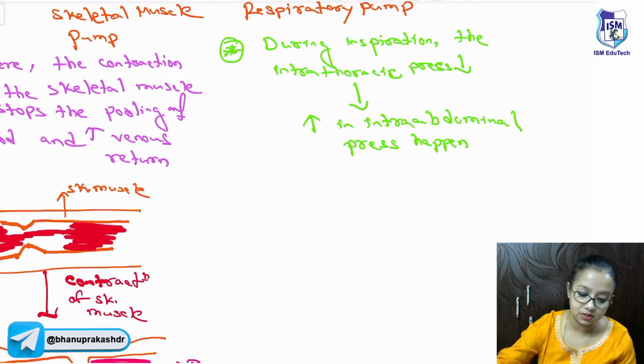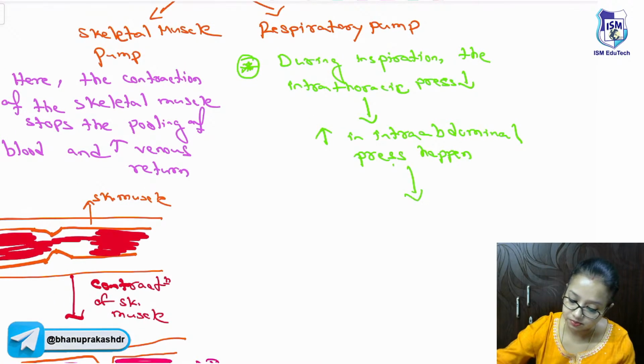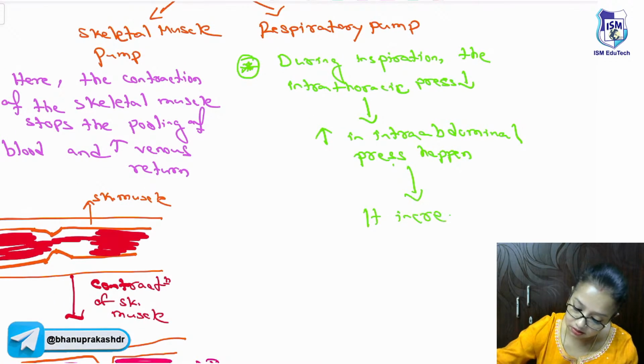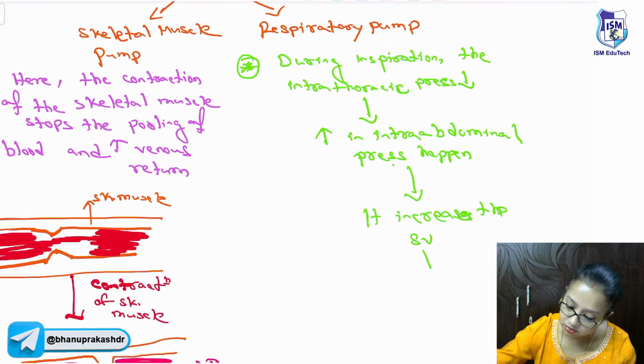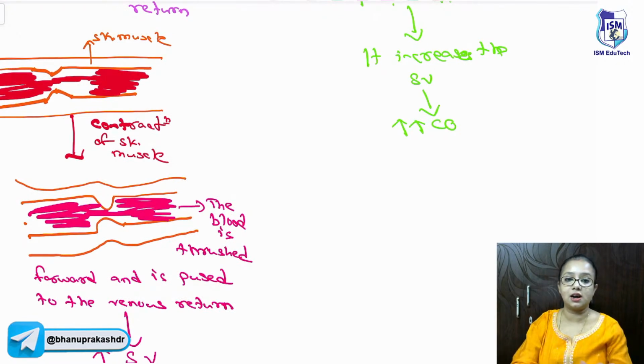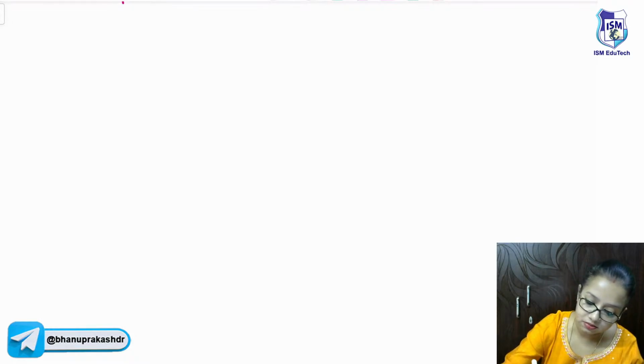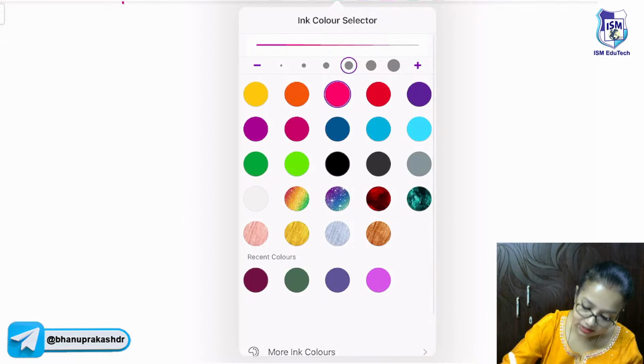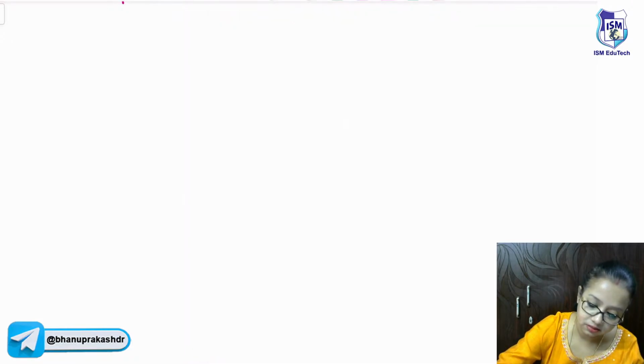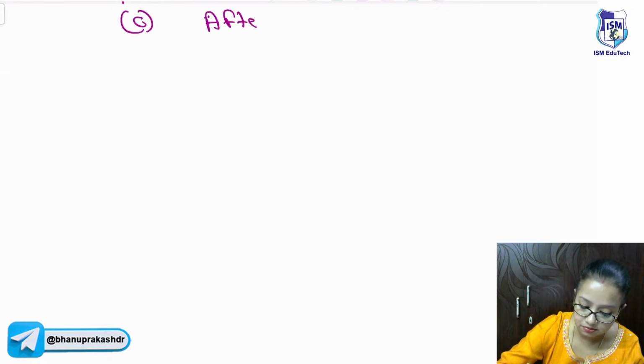Now when this happens, it increases the stroke volume, and ultimately there is increase in the cardiac output. This is how the two pumps work. Okay, and the contractility also works. The last determinant is the afterload.